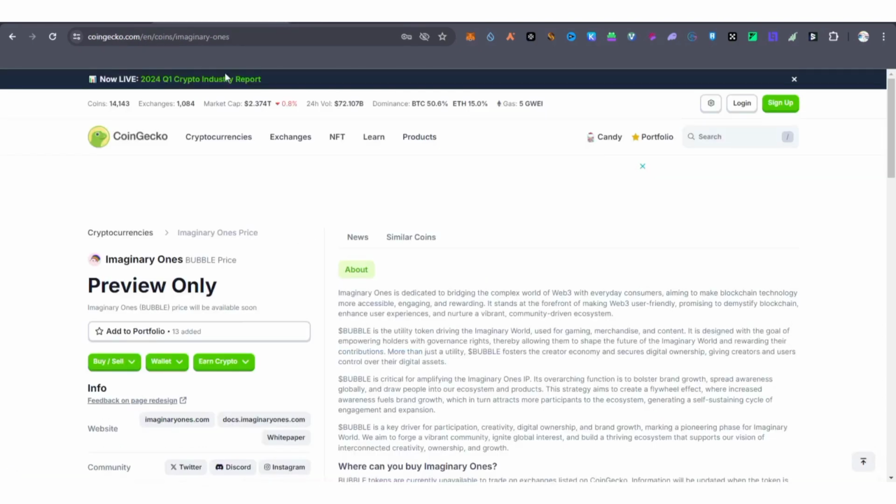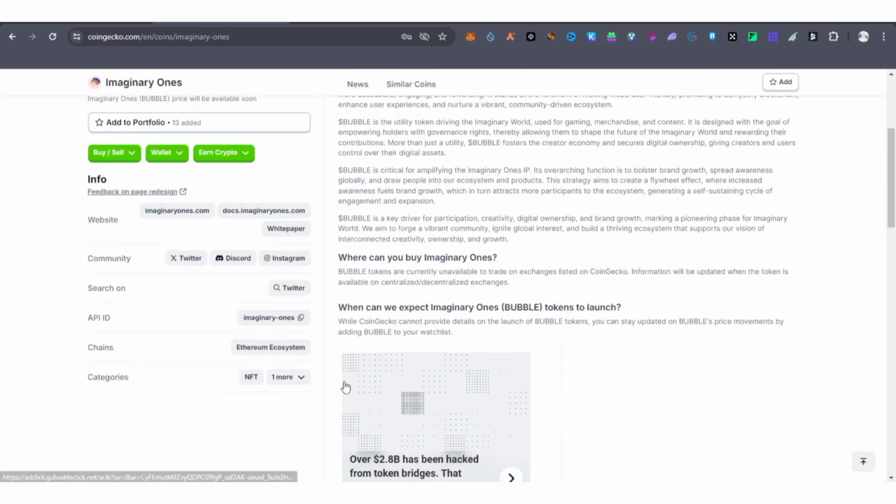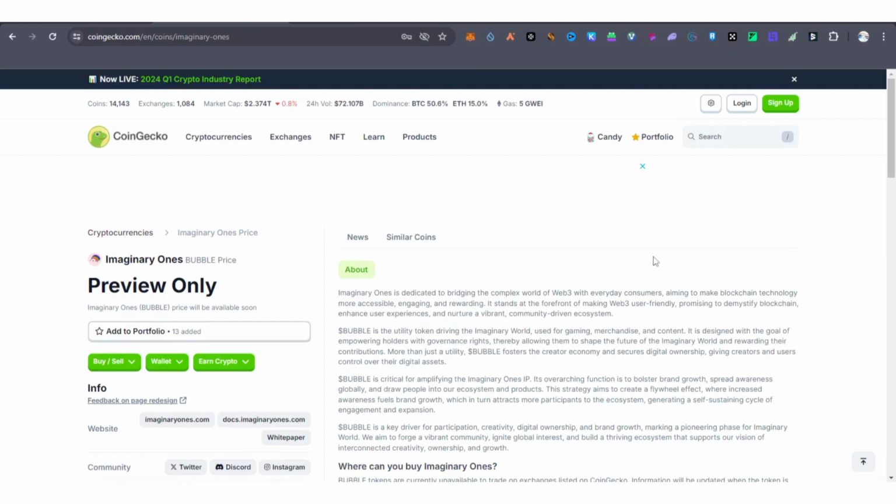You can see that Bubble is already on CoinGecko preview, so you can see it on the screen. You can get more information about Bubble on CoinGecko.